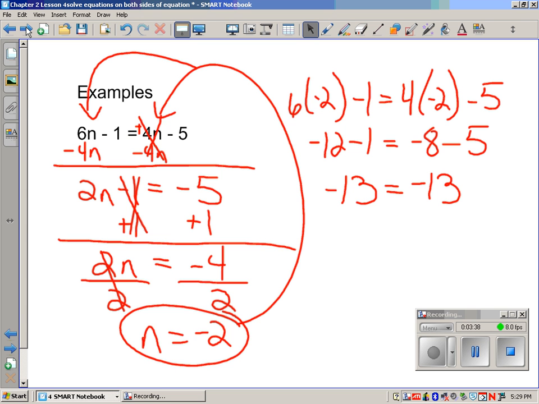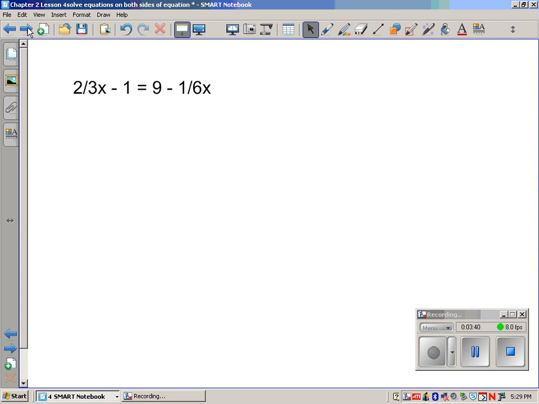Okay, moving on to our next example. Next example gives us 2/3 x minus 1 equals 9 minus 1/6 x. Looking at the coefficients of our variables, we have 2/3 and we have 1/6. It's a little bit hard to compare with two different denominators, so let's get them both the same.